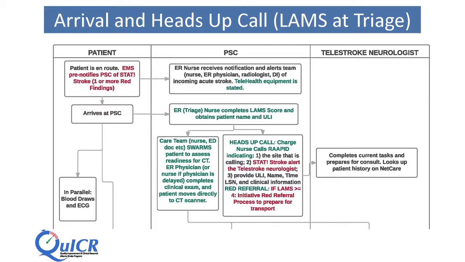So the first part, if we go right back to the beginning, essentially the EMS crew responds to the stroke patient from wherever they originate. Then in transit, the EMS crew pre-notifies the primary stroke center of the STAT stroke protocol. That's based on an acute stroke in the window and one or more of the red findings. So the ER nurse receives the notification and preps locally for the arrival of the patient. And then what's going to happen, right? I'm just going to jump in back and forth to this tag team.